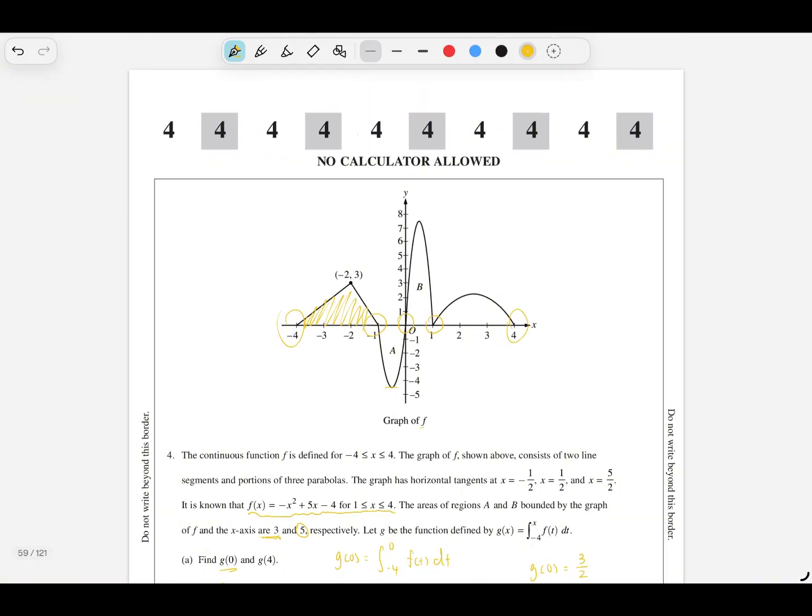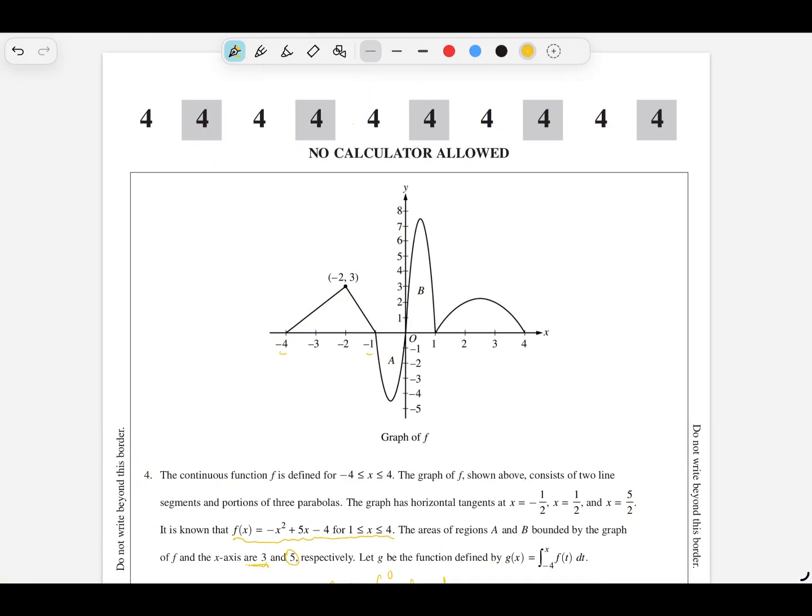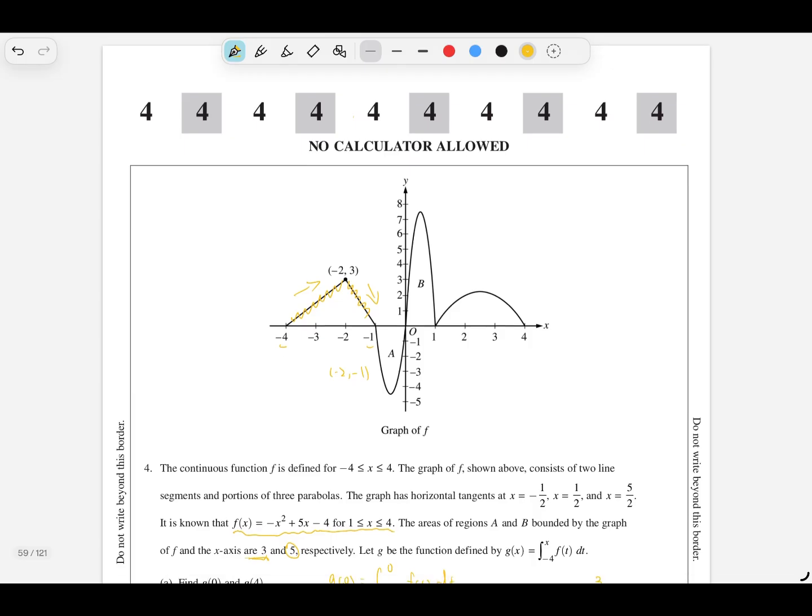So let's take a look at the graph. From -4 to -1, this line segment is going up, and this is going down, which is decreasing. So it's from -2 to -1. This parabola, since the question gives that the graph has a horizontal tangent at -1/2, decreases from -1 to -1/2, and then increases from -1/2 to 0. So we can change this to -2 to -1/2.